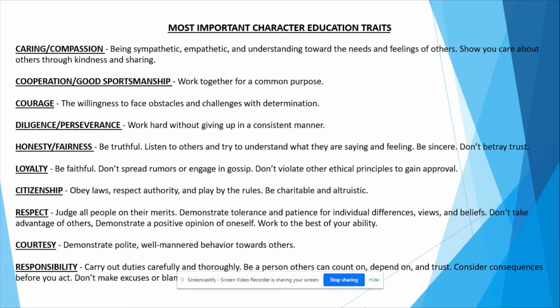Courtesy. Demonstrate polite, well-mannered behavior towards others. And responsibility. Carry out the duties carefully and thoroughly. Don't just do them because you have to. Be a person that others can count on and depend on and trust. Don't make excuses.